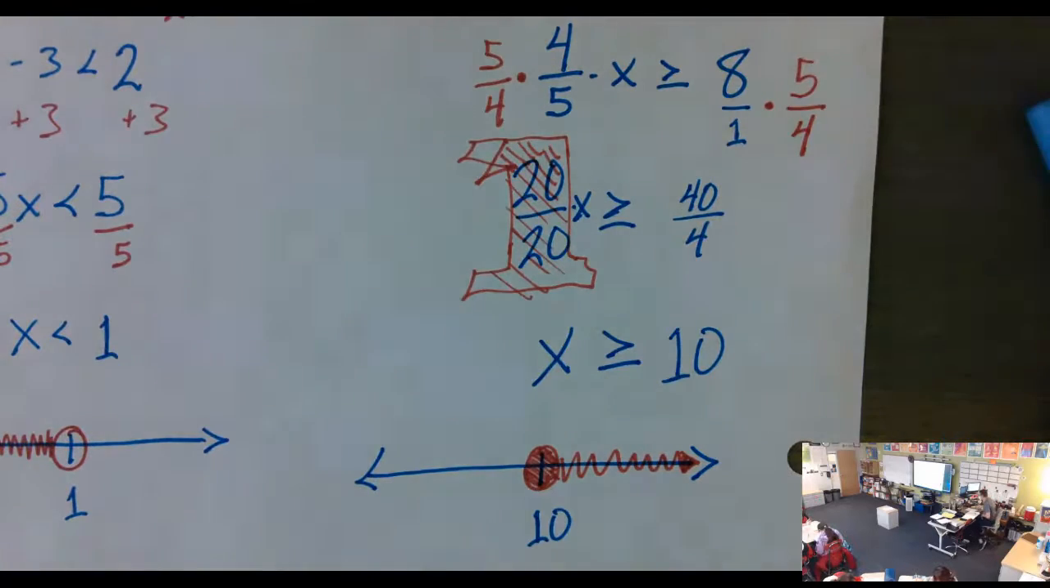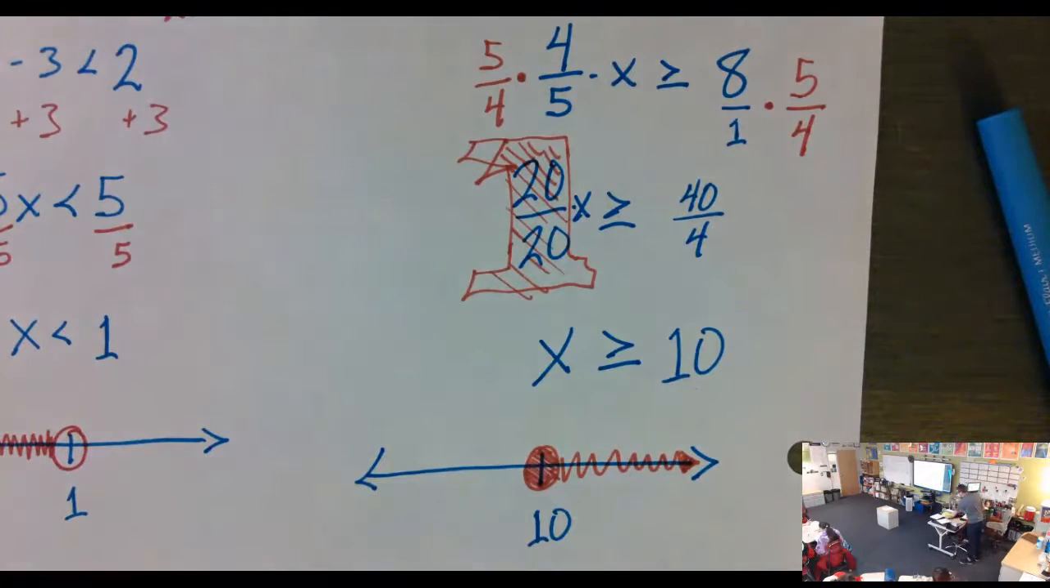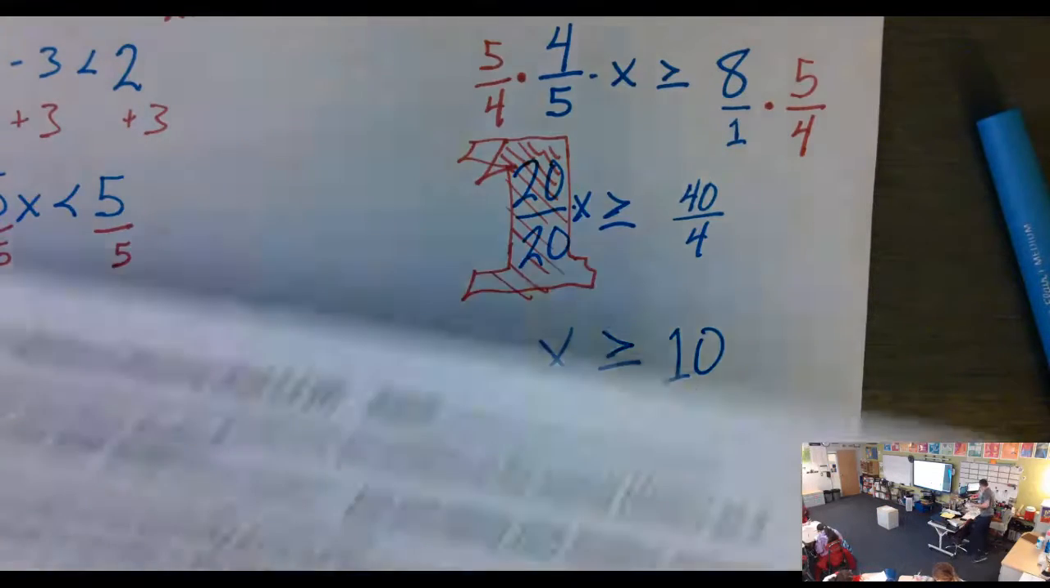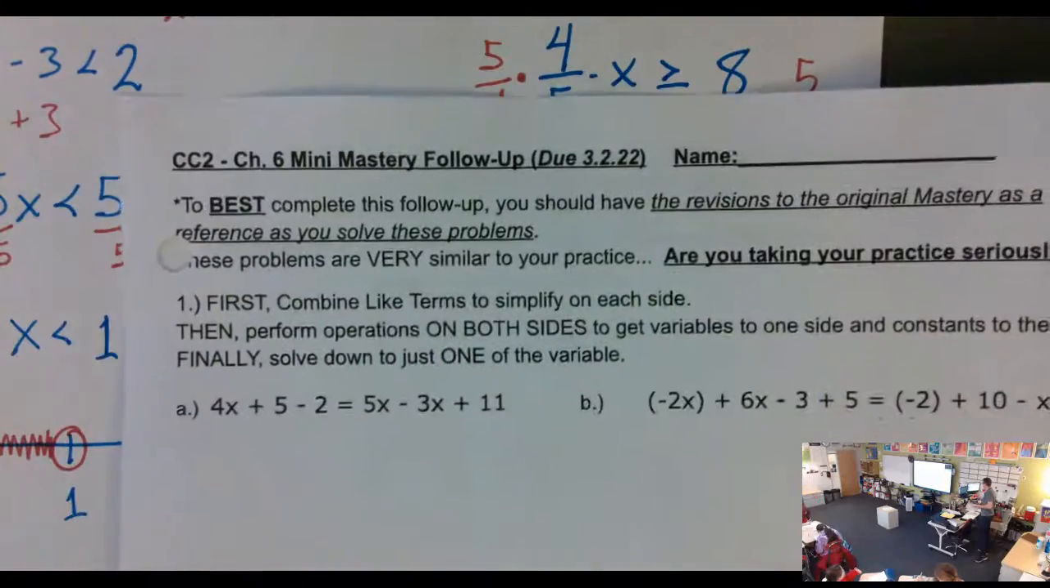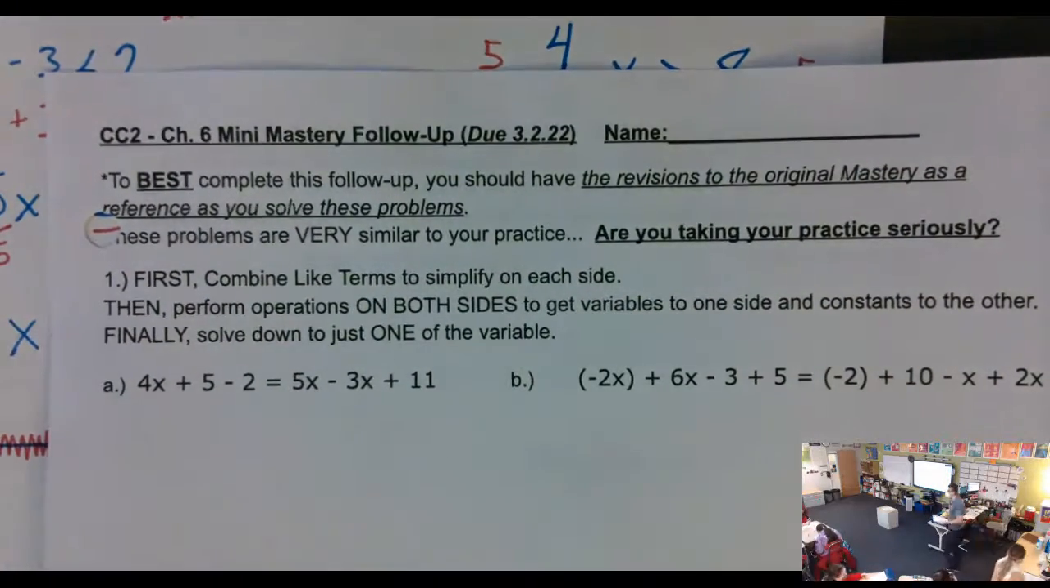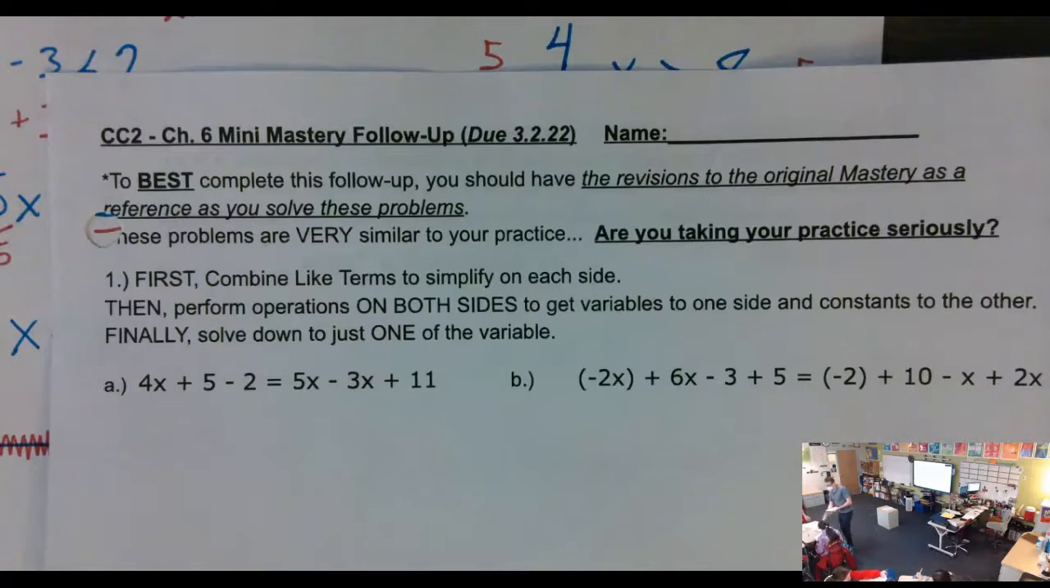Now, I will say on the follow-up, you do not have one like B with the fraction, but on the end of chapter, and maybe even before that, you will see that again. We will have to do that again. These should all get attached together. Look at what this says at the very top of it. And it's got a hole punch, so my bad. But to best complete this follow-up, you should have the original mastery and the revisions that we all just did together. You should have that as reference.